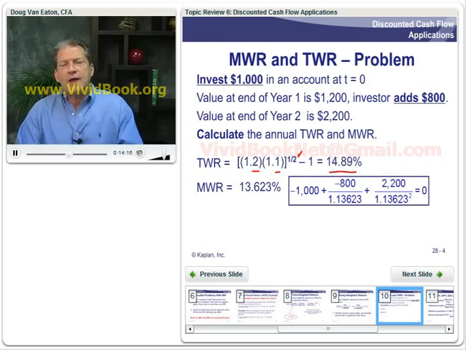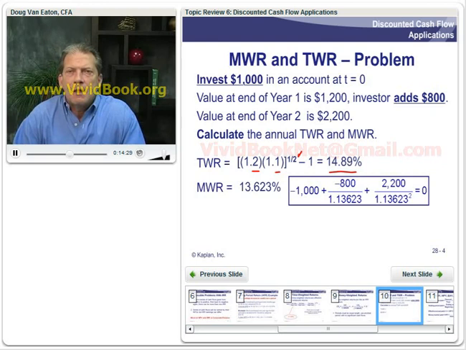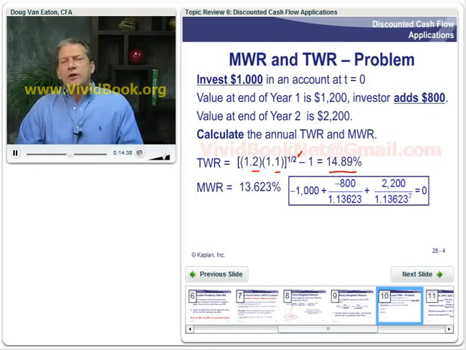We solve for that internal rate of return, right? $1,000 into the account at the beginning, $800 in after 1 year. Ending value must have the opposite sign, in this case 2,200, as a positive number. We solve for the internal rate of return and get 13.623%. So, which one should the manager be measured with?